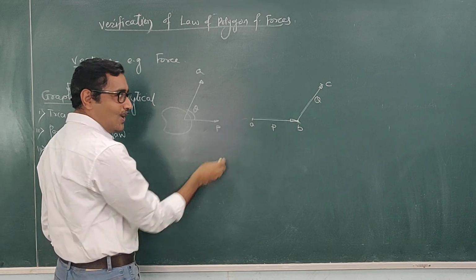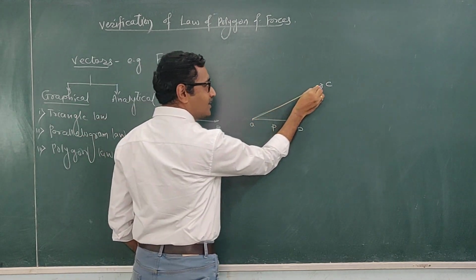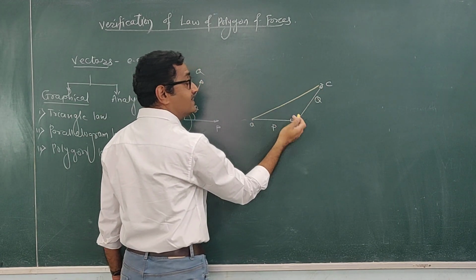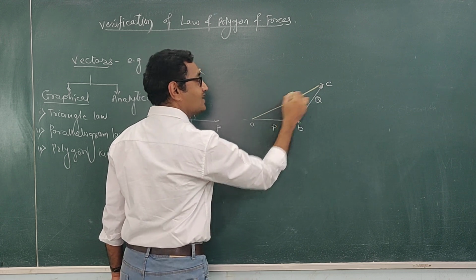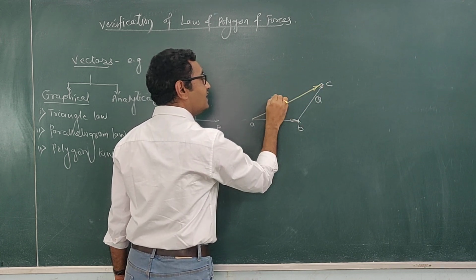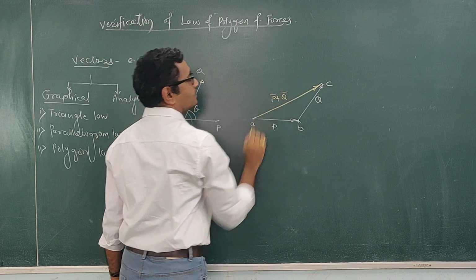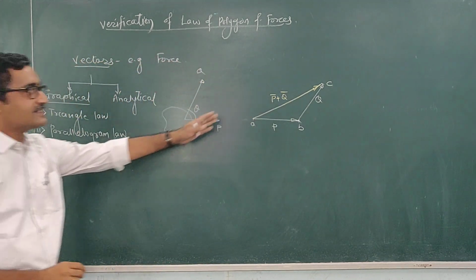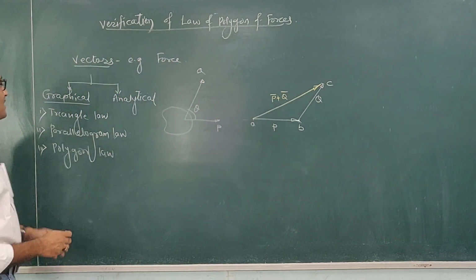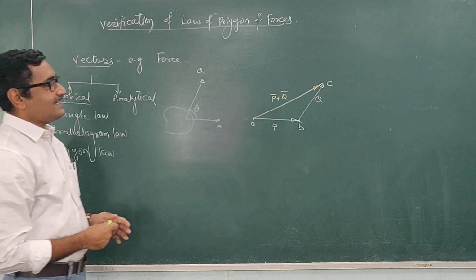Okay, so when these two forces acting on a body are represented by the two sides of a triangle taken in order, then this closing side, or the third side of the triangle, represents their summation. So this AC vector represents the force P plus Q. Okay, this is the summation. In parallelogram law also it is the same.